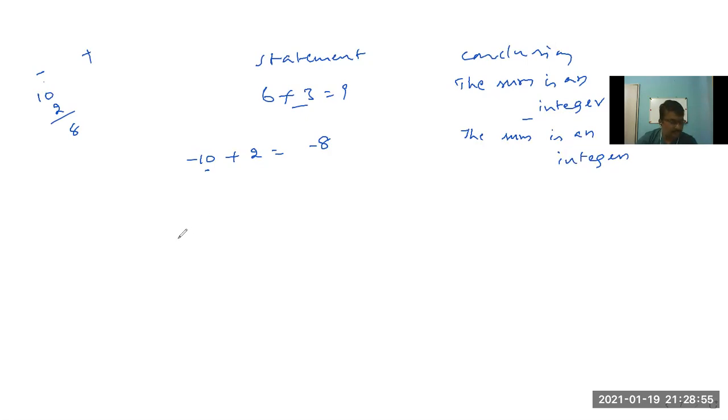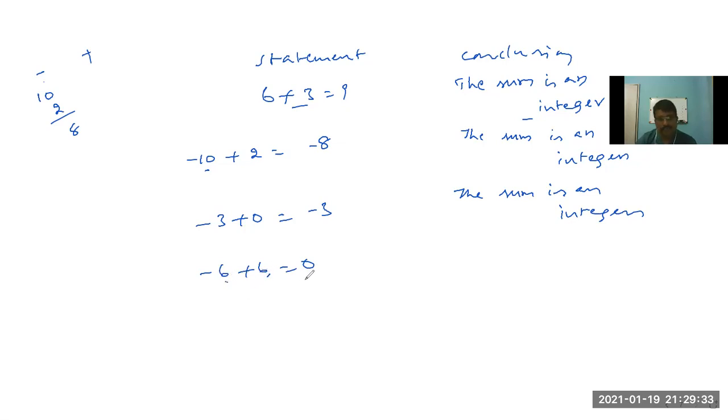Next, minus 3 plus 0 is minus 3, because when we add 0 to anything, we get the same thing. It is also an integer. The sum is an integer. Next, minus 6 plus 6. Here there are two different signs and two same numbers, that's why we get 0. No doubt about that. But here also the sum is an integer.